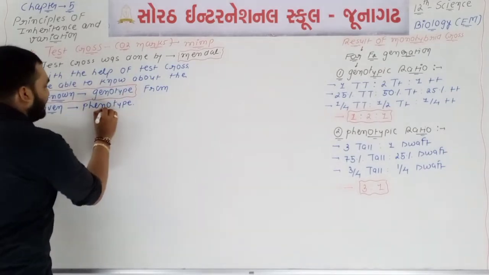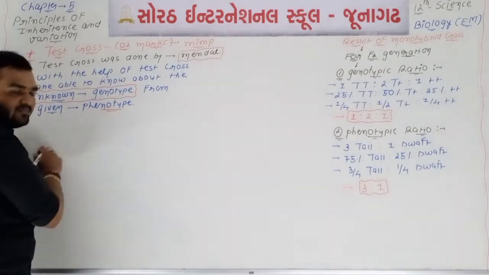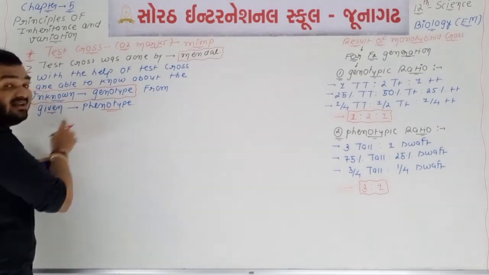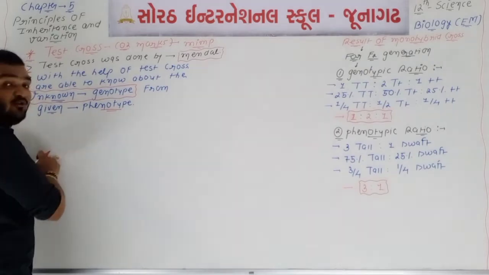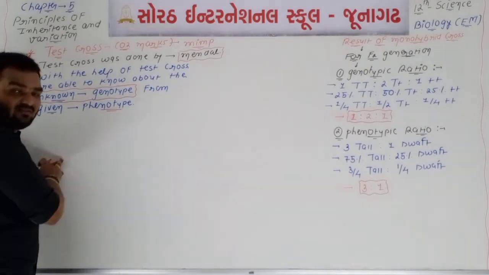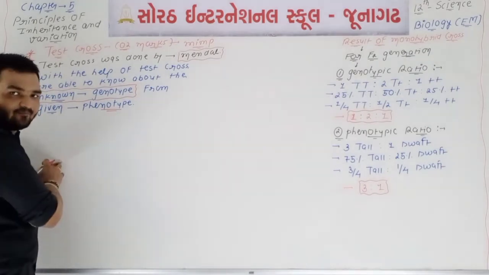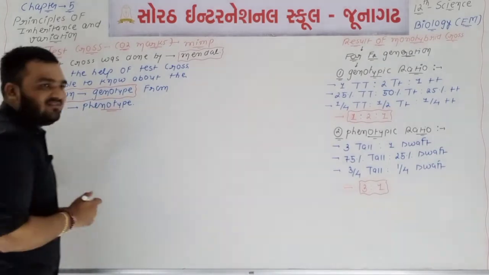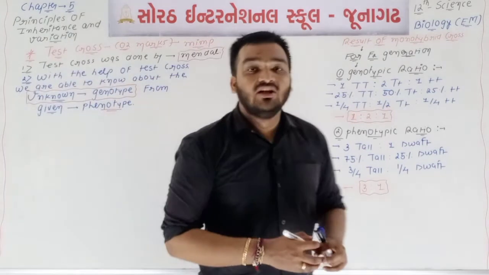From what? From the given phenotype. Phenotype means character. See, tall is a character. Tall is phenotype, while capital T or capital T small t is genotype. Dwarf plant, or the dwarf, is phenotype, while small t will be the genotype.